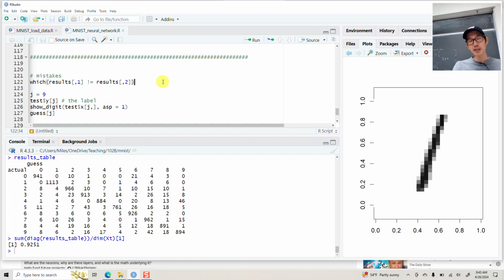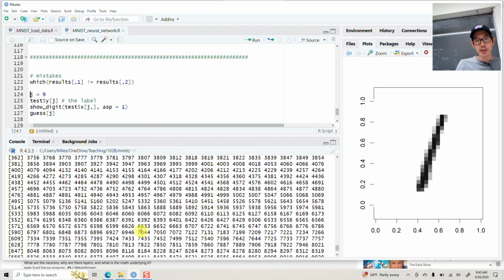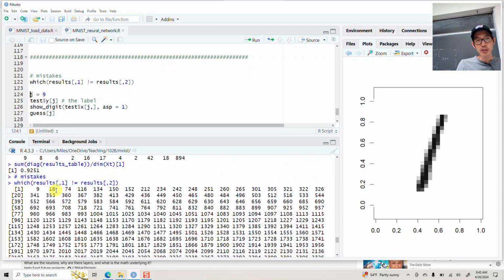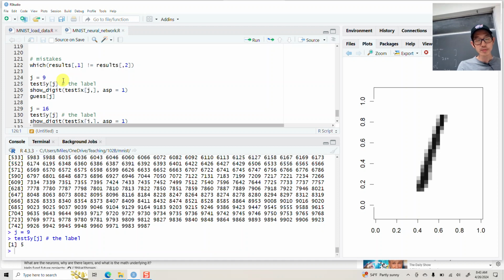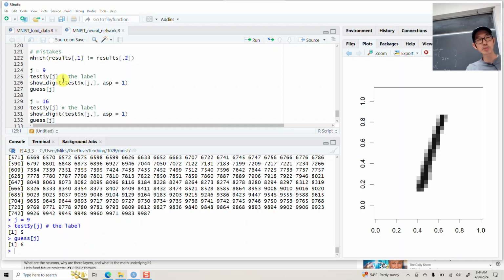Okay, you know, and then let's just say, hey, you know what? Let's see what are some locations where it got it wrong. Okay, and so the 9th image in our data set, it guessed incorrectly. All right, so let's just go ahead and take a look at that. It guessed the number 5. Oh, no. The actual value is the number 5. And what did it guess? It guessed the number 6.